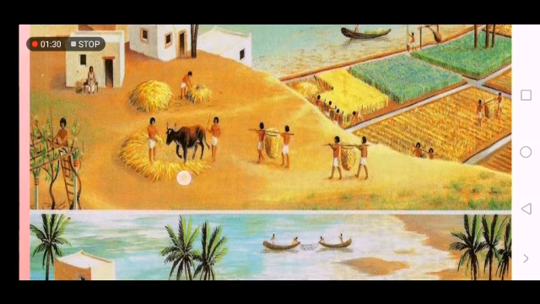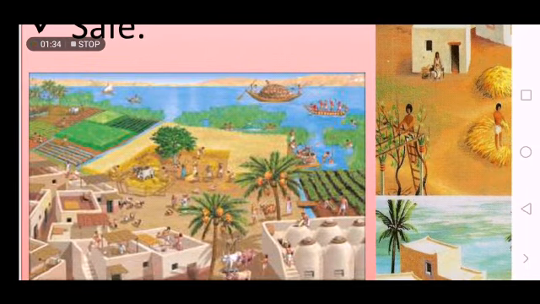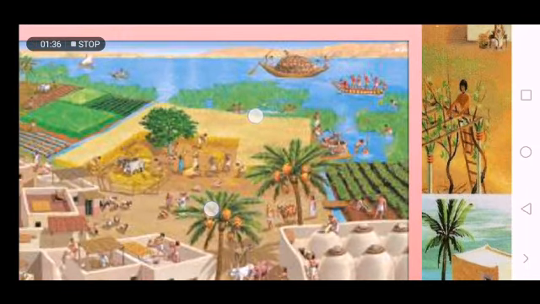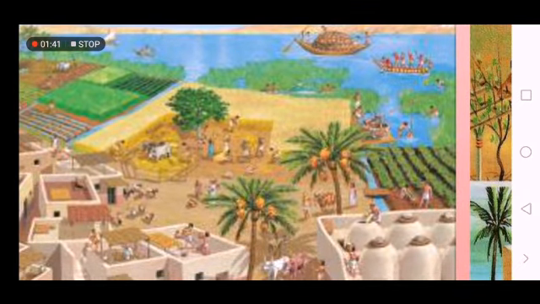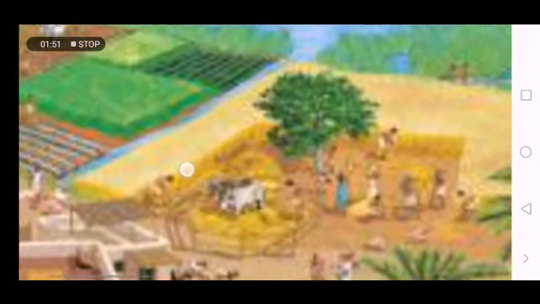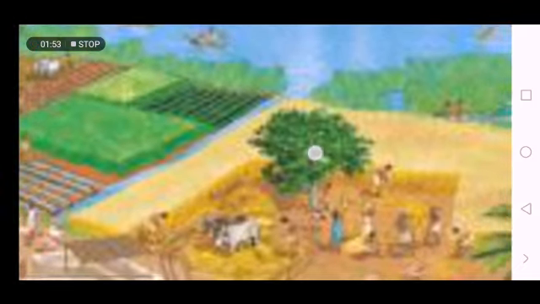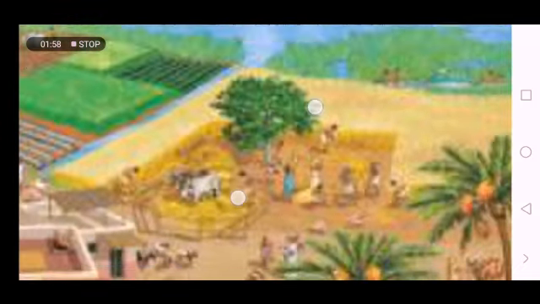The second thing is that the place had to be good for planting, which means the place had to have a good soil, because as you know, plants need a good soil to grow. Here you can see many plants were grown in this farm. That means this farm had a good soil.